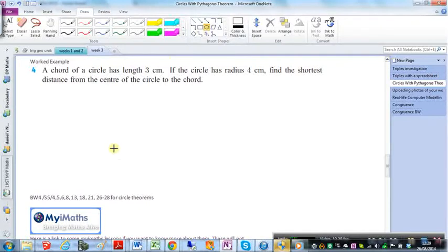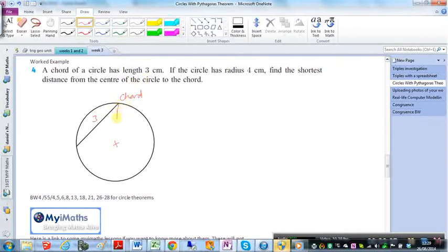So I'm going to start by drawing a circle. Okay, there we go. So there's a circle, and we've got a chord of that circle that has length 3. So let's draw a straight line across that circle, and we'll label that to have a length of 3. There's my chord. The circle has radius of 4, so let's mark the center.